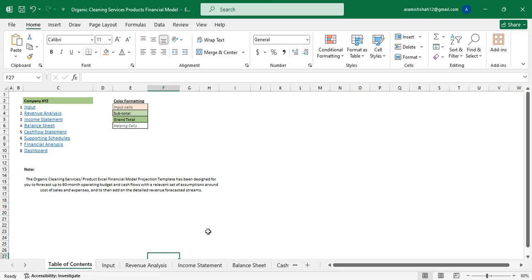The organic cleaning services and products financial model is suitable for businesses which provide cleaning products and services in an organic way. This has been designed to do a 60-month financial forecast for the business. The key components of this financial model are input sheet, revenue analysis, income statement, balance sheet, cash flow statement, supporting schedules, financial analysis, and the dashboard.